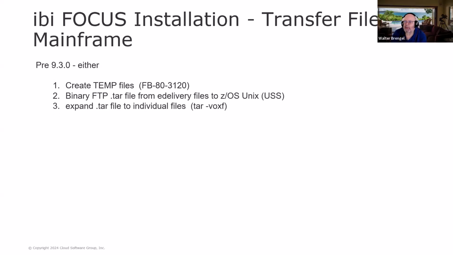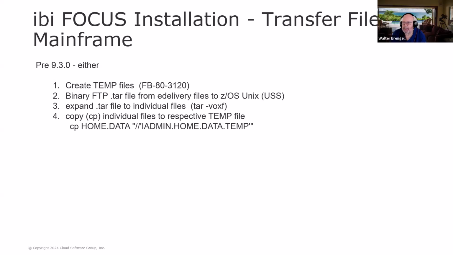On the USS side of your mainframe, you can expand the tar file to the individual transmit files, and then you can just use the CP command to copy them from the USS side to your MVS temp file that you created in step 1. Okay, that's an example. Once you have all the files copied, you have to receive each of them, and then that will get you the true f.home.files that you're going to use in iSetup. Okay, so that's the first option.